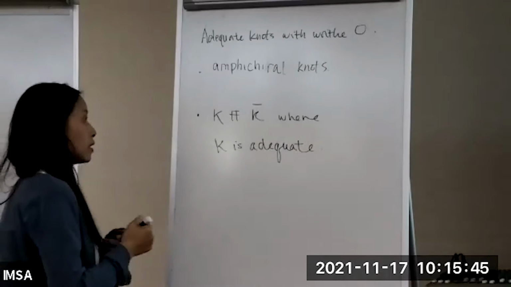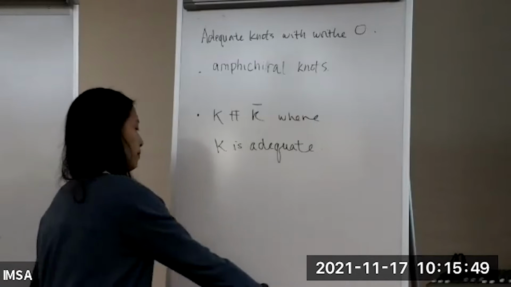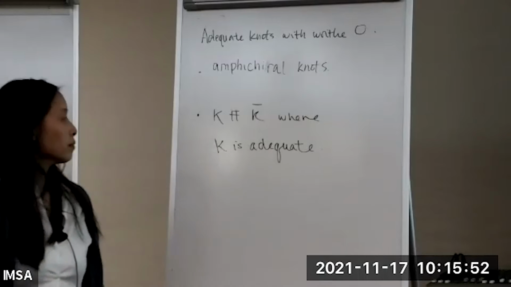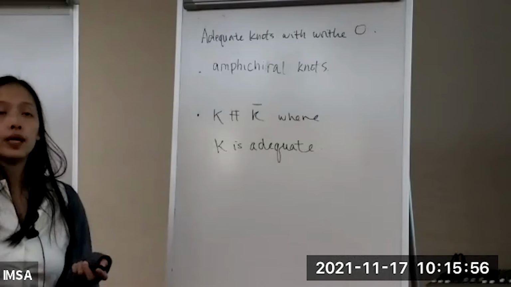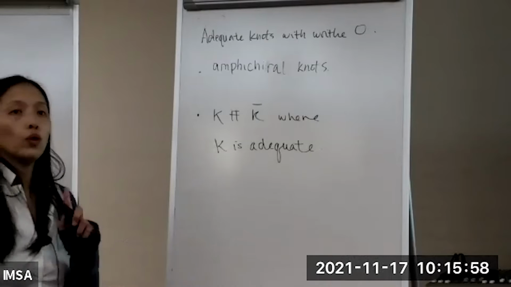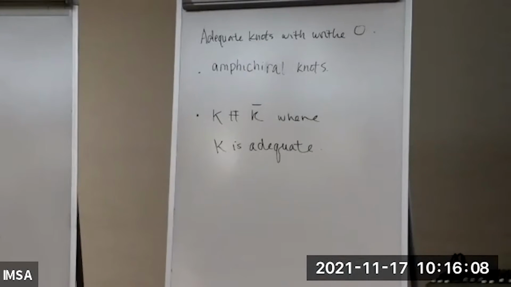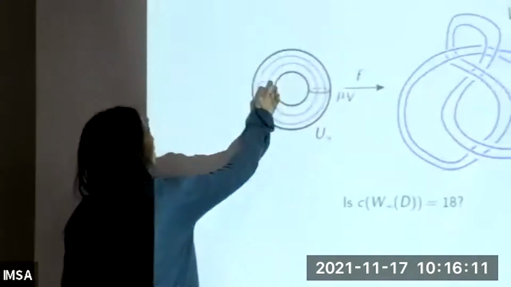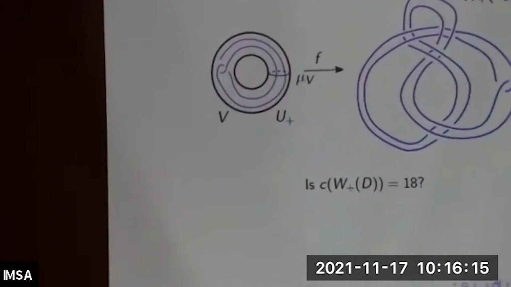So lots and lots of these examples. Could you tell what this double might be? W plus is the positive Whitehead double in this system, when the pattern has a positive class. What is positive? Positive just means the sign of the crossing here is like that. And then the negative class would be the mirror image of that.